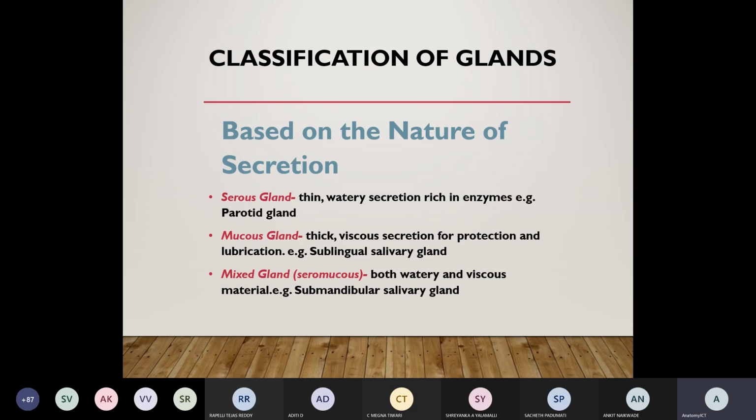Whereas the mixed gland, the best example is the submandibular salivary gland. It has both watery and viscous secretions, meaning the different alveoli have their own secretions. For example, they have serous salivary glands, and they have the mucus gland too.